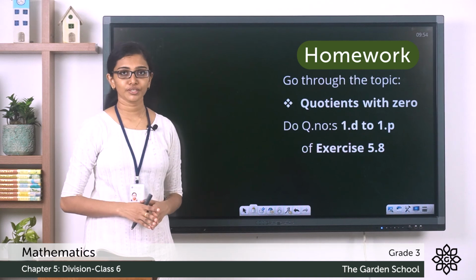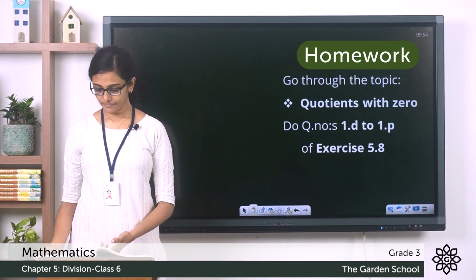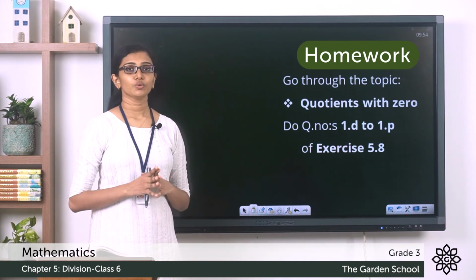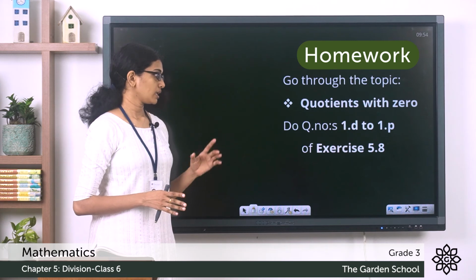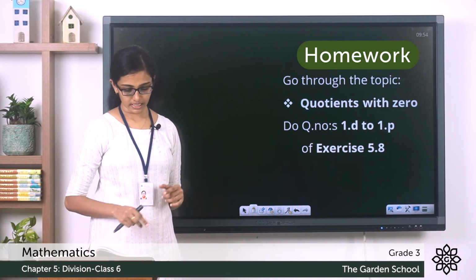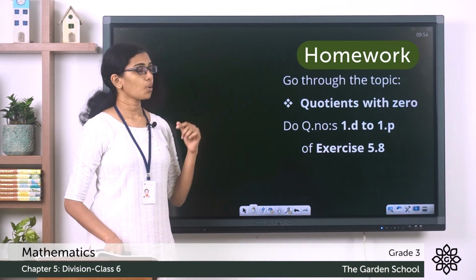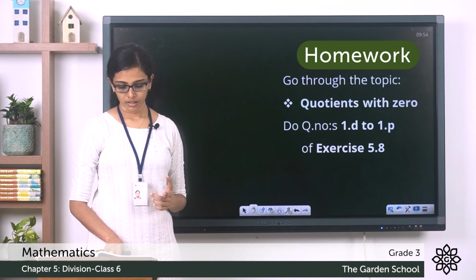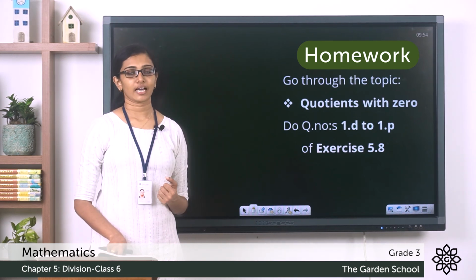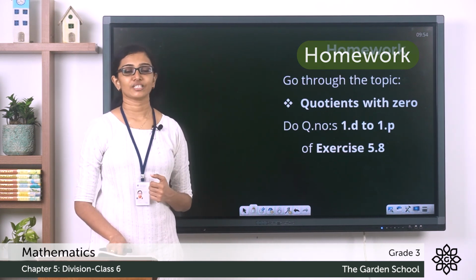Children, you have to go through the topic quotients with 0 in your textbook, which is in page number 75 and 76, and you have to do some questions in your notebook. In exercise 5.8, which is in page number 76, you have to complete the questions 1D to 1P in your notebook. Questions A, B and C we have already worked out in the class. So once you are done with the exercise, you can take a picture and send us through Teams.